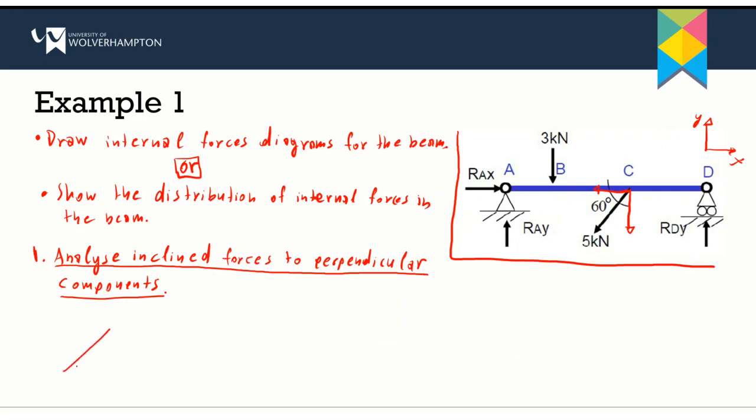Here, this is the force. This would be its vertical component, and this would be its horizontal component. Let's say Fx, Fy, and the force is 5 kilonewtons. Also, we know the angle over here, which is 60 degrees. And of course, it is a right-angled triangle because the components are perpendicular to each other. So if we take the sine of 60 degrees, it is the opposite side, Fy, over the hypotenuse, which is the force itself, 5 kilonewtons.